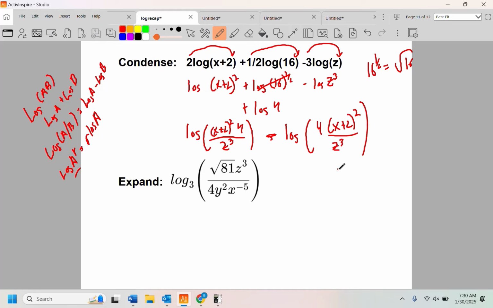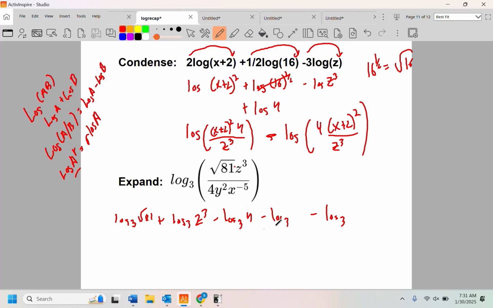2 to go. We got an expansion. So there are 1, 2, 3, 4, 5 distinct things in this logarithm. So sadly, I have to write log base 3 five times. First one contains root 81. Next one contains z cubed. And these two were in the numerator, so they were positive. These three are in the denominator, so they are all negative, at least for now they are.